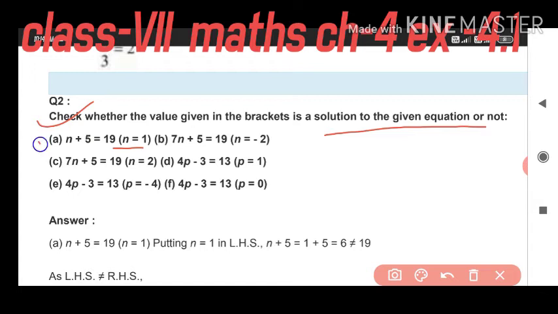The first question is given: n plus 5 is equal to 19 and n equal to 1. So come to the solution. Here it is: n plus 5 is equal to 19 and n is equal to 1. Now putting n equal to 1, you will put n equal to 1 in the left hand side. So what you got? 1 plus 5, isn't it? In place of n we are putting 1. 1 plus 5 is equal to 6. Now 6 is not equal to 19. So what we got? LHS is not equal to RHS. So this will be not satisfied.